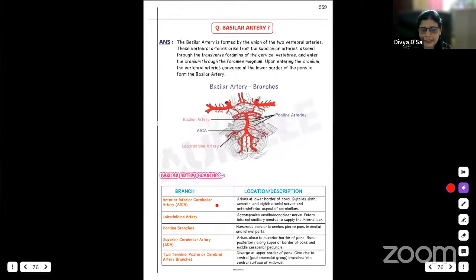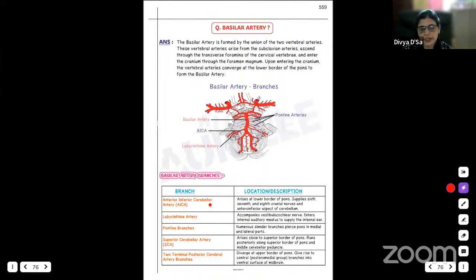It gives anterior inferior cerebellar artery. Posterior inferior cerebellar was given by vertebral. So the basilar gives anterior inferior cerebellar artery, labyrinthine artery, pontine branches, superior cerebellar artery, and terminal posterior cerebral artery.